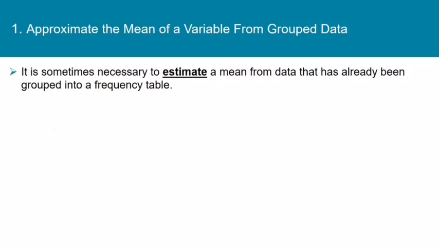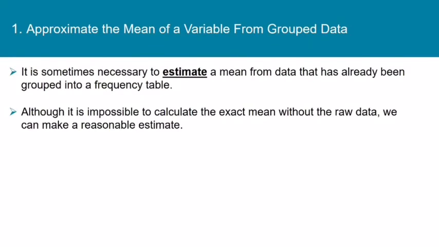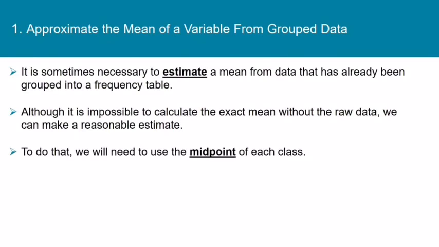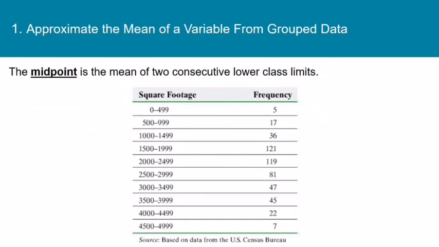Now, if your data is grouped into a frequency distribution and you no longer have access to the original raw data, it's not possible to calculate the exact mean, but sometimes it's necessary to estimate a mean from data that's already been grouped into a frequency table. And we can make a reasonable estimate of this. And to do that, we'll use the midpoint of each class. So let me show you what I mean by midpoint.